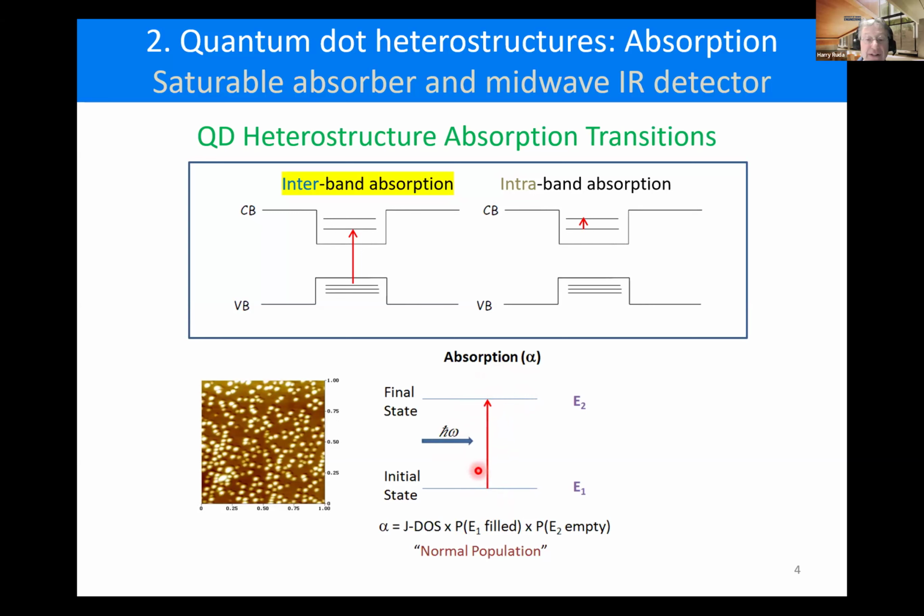Secondly, energy conservation dictates that the separation between those states must be the photon that we're trying to absorb, and the number of transitions will depend on the joint density of states, which is JDOS here in this diagram, which is how many states are available here and how many states are available here.